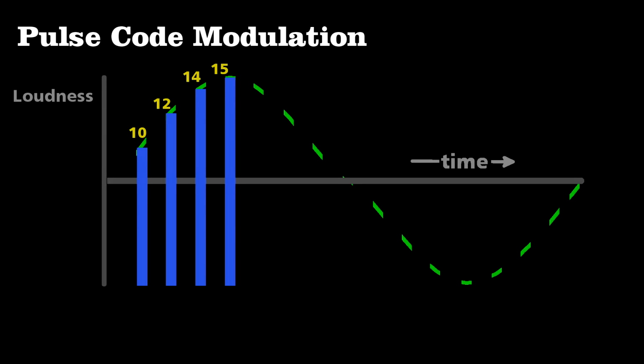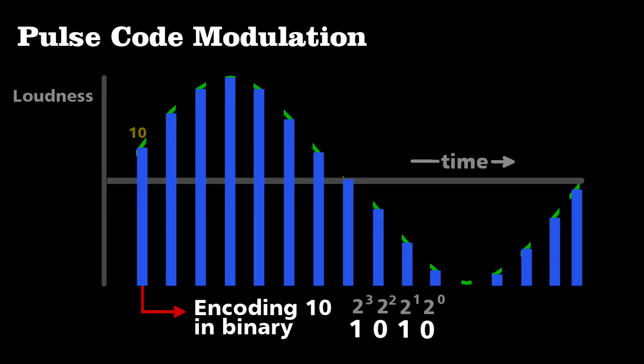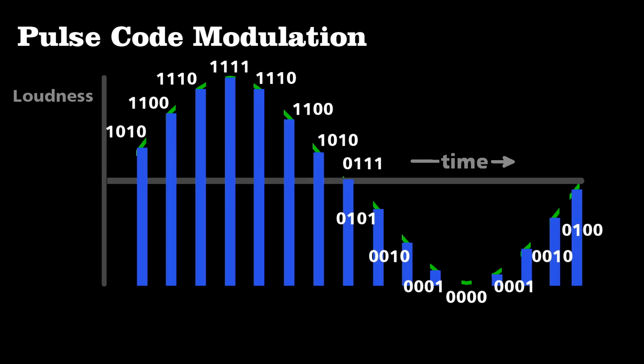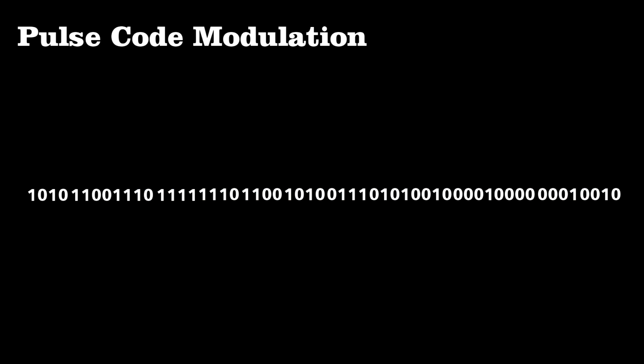We then take each section and convert its amplitude to a series of 1s and 0s. The first bar of value 10, when encoded, becomes 1, 0, 1, 0. We can do this for each section of the curve. Now, instead of looking at the green waveform or even the blue bars, we can think of the signal as a series of 1s and 0s organized by time.